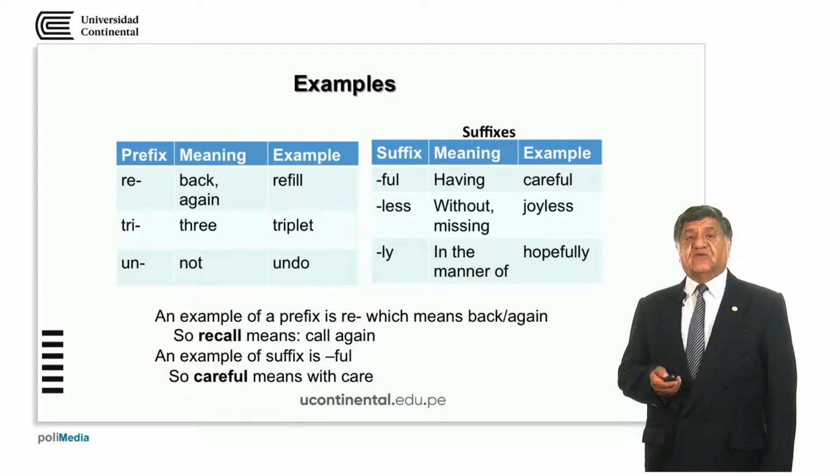Full, as we told, careful. Less, that takes away the meaning, without or missing. Joyless, has no joy. And then -ly, as we talked before, is in the manner of: hopefully, with hope. Okay, we have below some explanation of what we mean. Okay, let's continue.